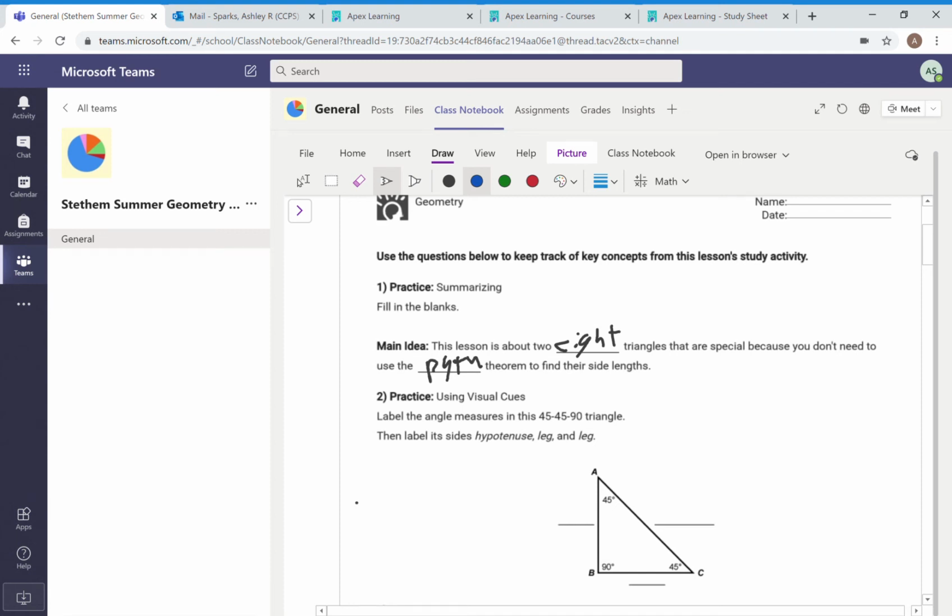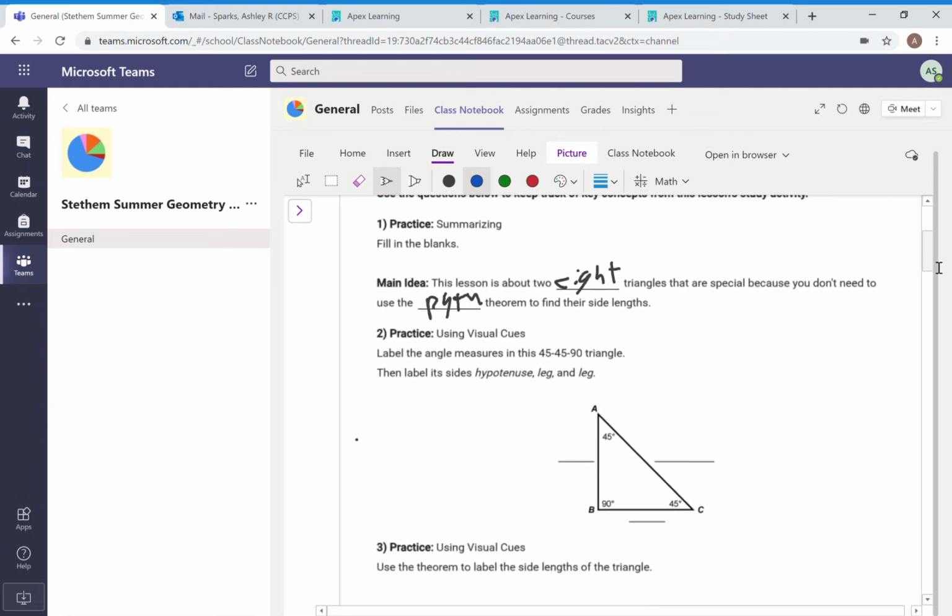So special right triangles, we have 30, 60, 90, and 45, 45, 90. Some people get confused with these. Some people think they're really easy. Just try to remember a pattern and follow the pattern as best you can. So we're going to talk about two right triangles that are special because you don't need to use the Pythagorean theorem to solve. You could, but there's just this really nice pattern that always happens with these.